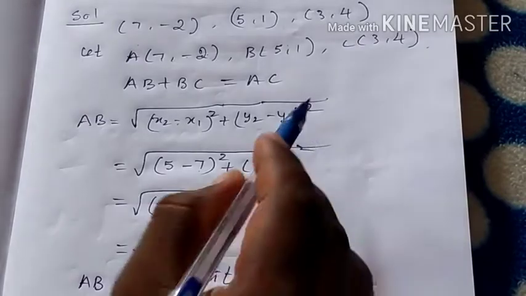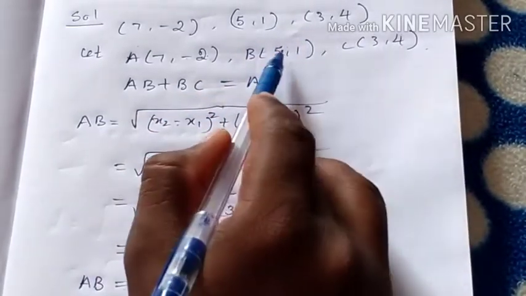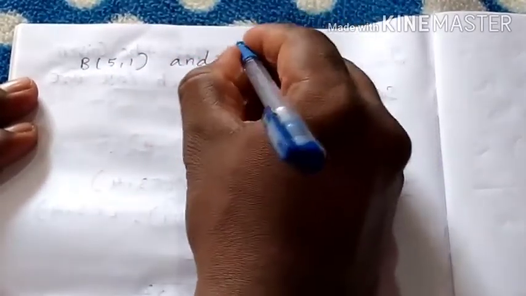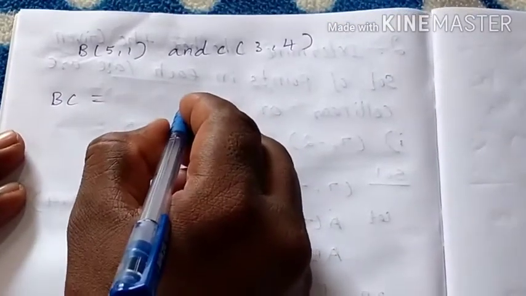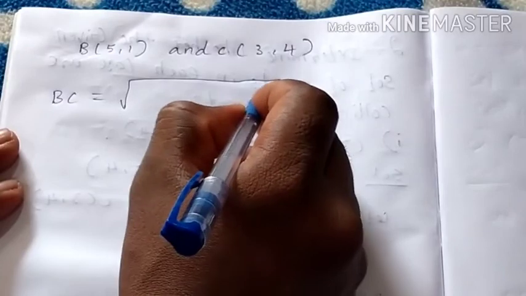Then find BC. Consider the next 2 points, 5, 1 and 3, 4. Next consider the remaining 2 points. The B is 5, 1 and the C value is 3, 4. Now find the distance between B and C. The square root of the formula already known, x2 minus x1 the whole square plus y2 minus y1 the whole square. No need to write here.